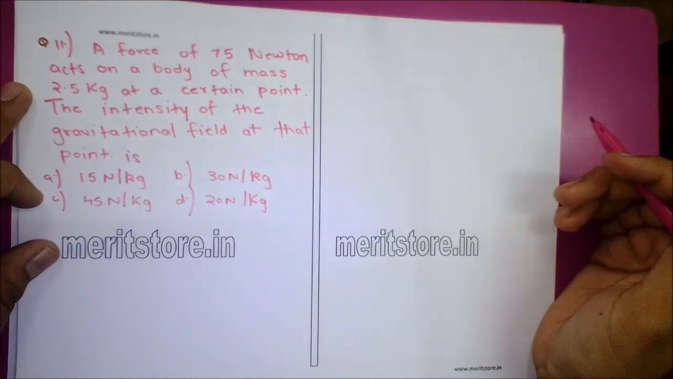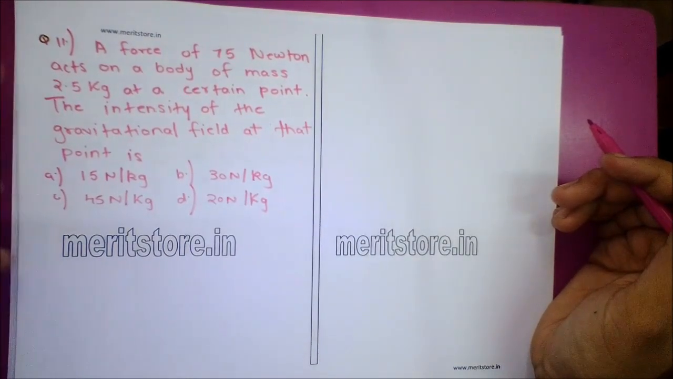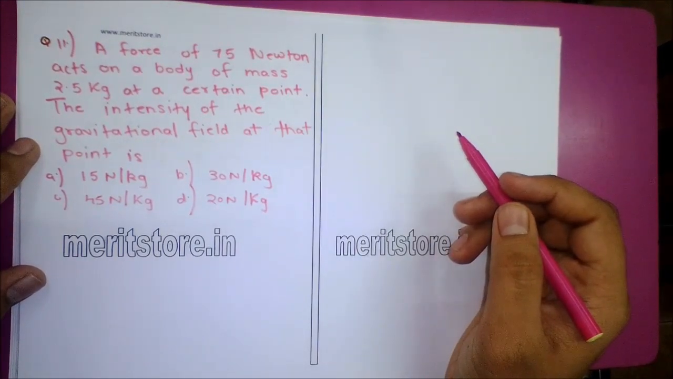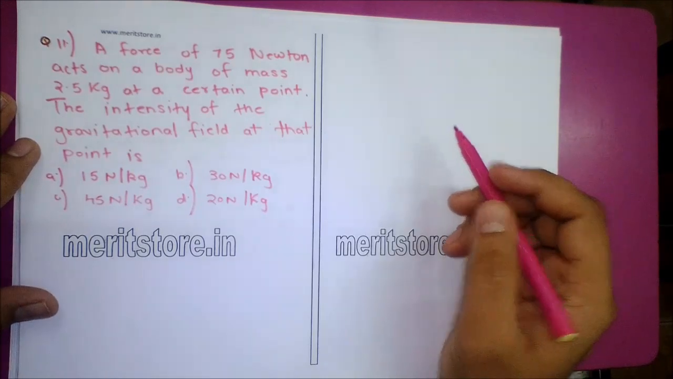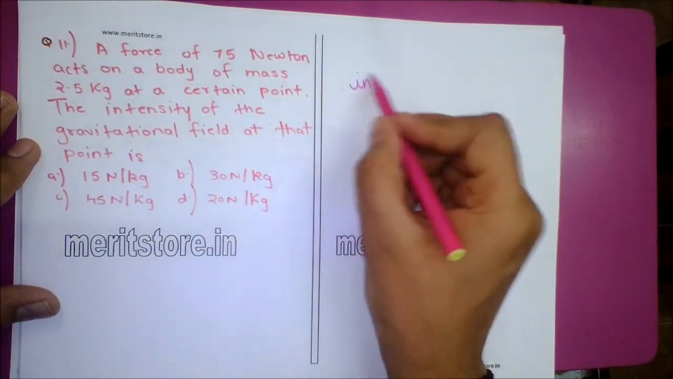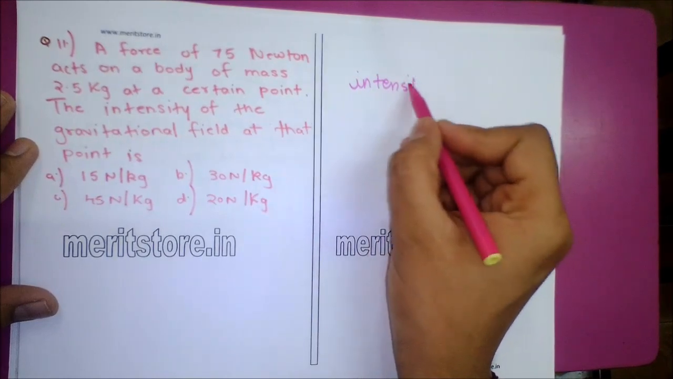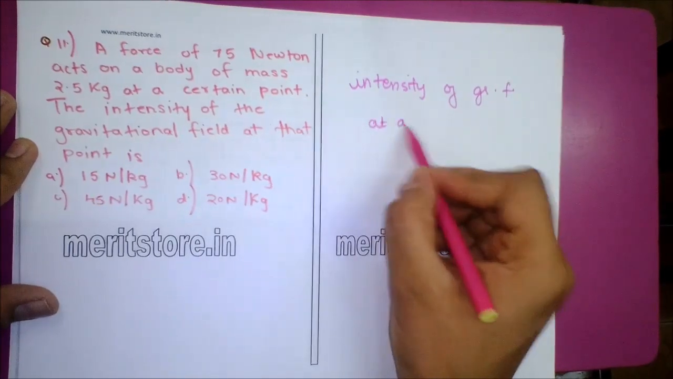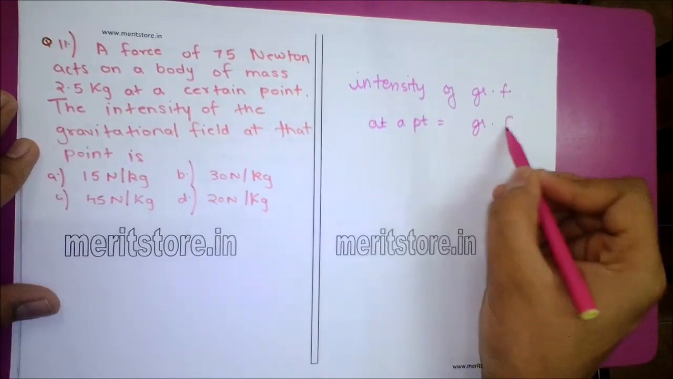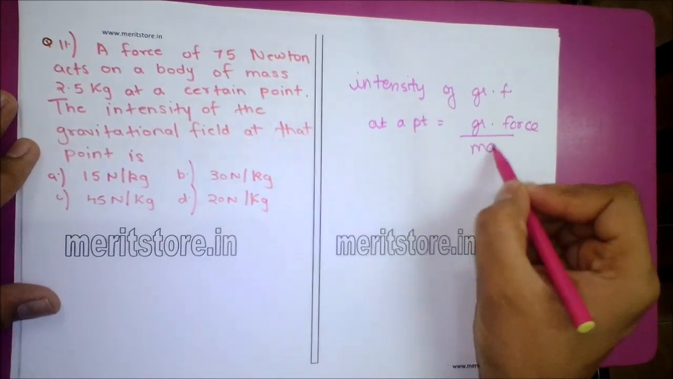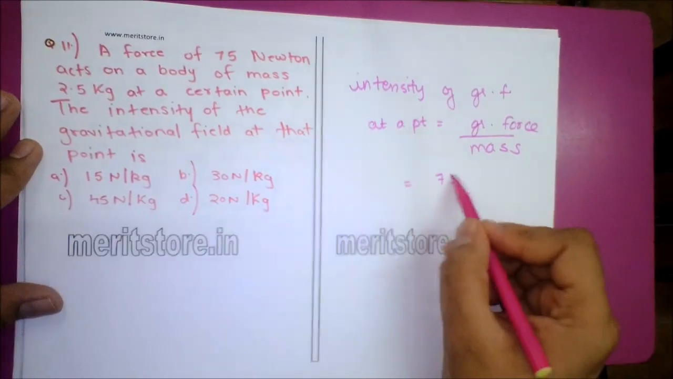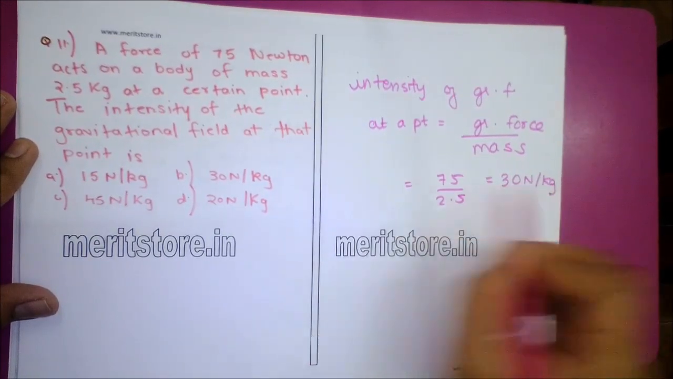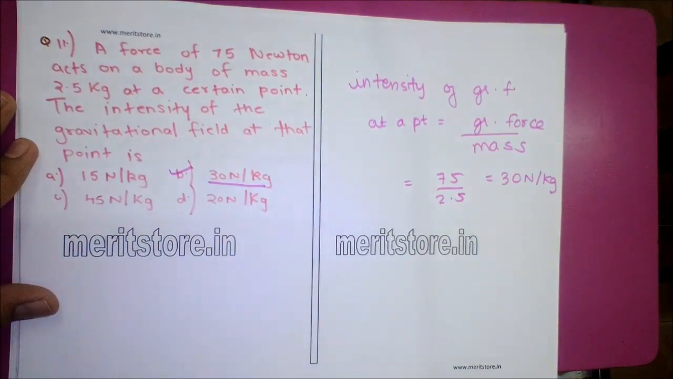Question 11. A force of 75 Newton acts on a body of mass 2.5 kg at a certain point. The intensity of the gravitational field at that point is. Now to solve this question, we know intensity of gravitational field at a point is equal to gravitational force upon mass, which is equal to 75 upon 2.5, which gives us 30 Newton per kg. So option B, 30 Newton per kg is the correct answer.